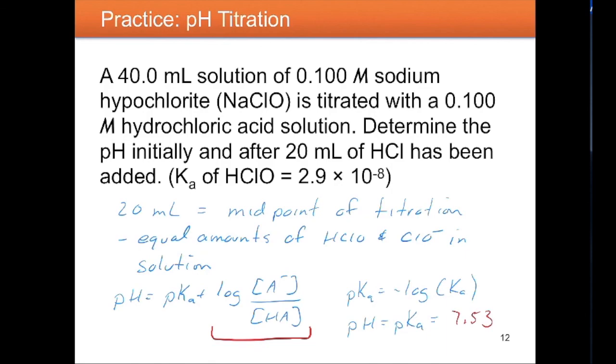So in this case, since we're at the midpoint, the pH is simply going to equal the pKa of the acid. pKa is the negative log of the Ka. We're given the Ka in the question. So the pH in this case is going to equal the pKa, which ends up being 7.53.